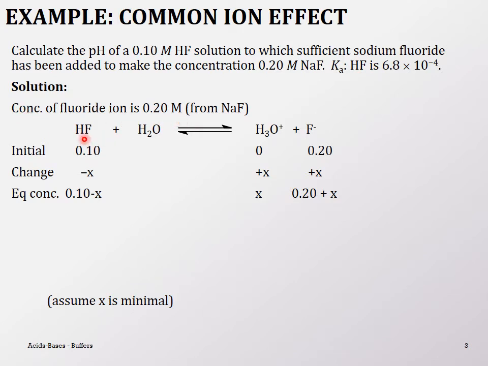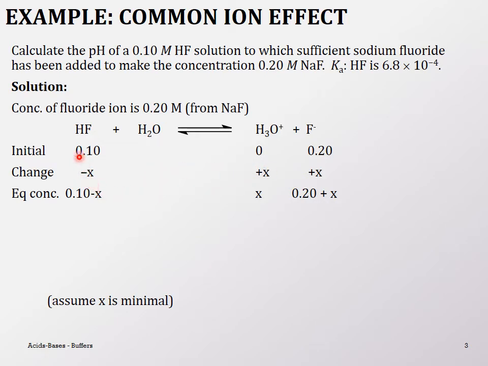You have HF plus H2O, and you're writing the equilibrium equation for this. You get hydronium ion and fluoride ions in the process. So what are your initial concentrations? Your initial concentration is what is given to you. So 0.1 molar of the hydrofluoric acid is given to you, and the fluoride ion is 0.20. That was the sodium fluoride concentration that was given, so that is this over here. As the equilibrium is being established, there are changes going on.